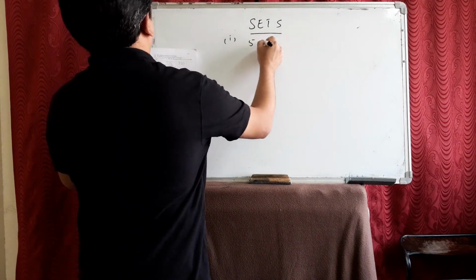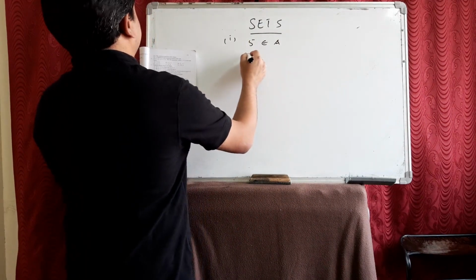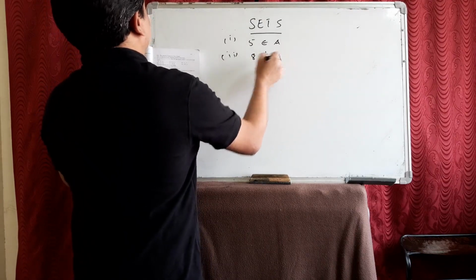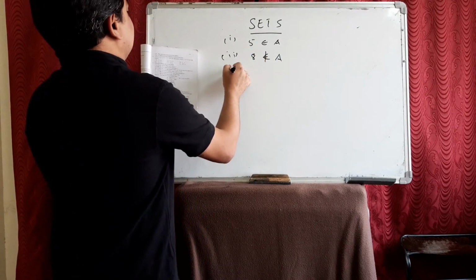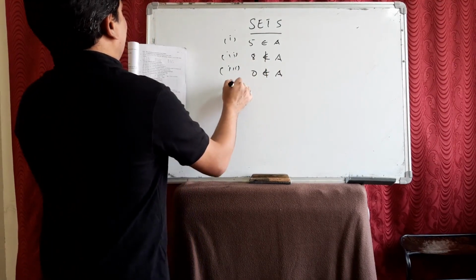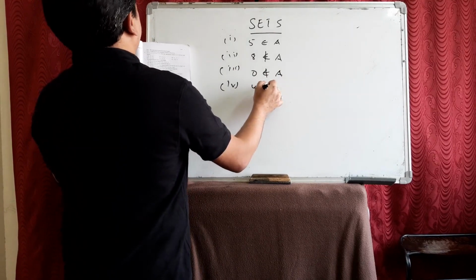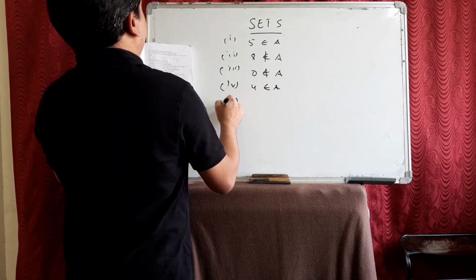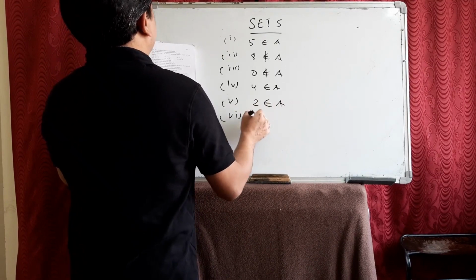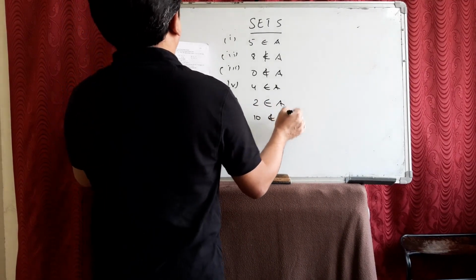5 belongs to A because 5 is an element in that set. Second one, 8 does not belong to A because 8 is not there in the set. Third one, 0 also does not belong to A. Fourth one, 4 belongs to A. Fifth one, 2 belongs to A. Sixth one, 10 does not belong to A.